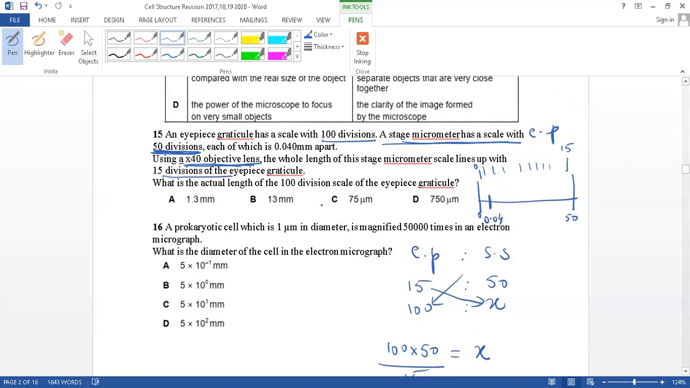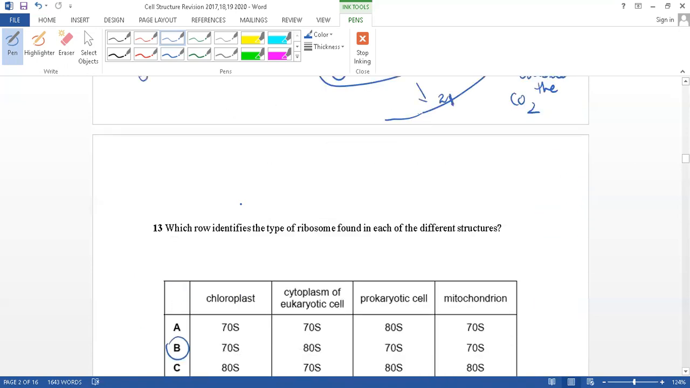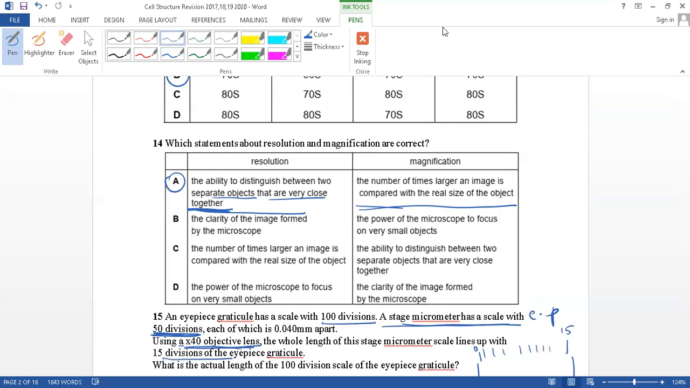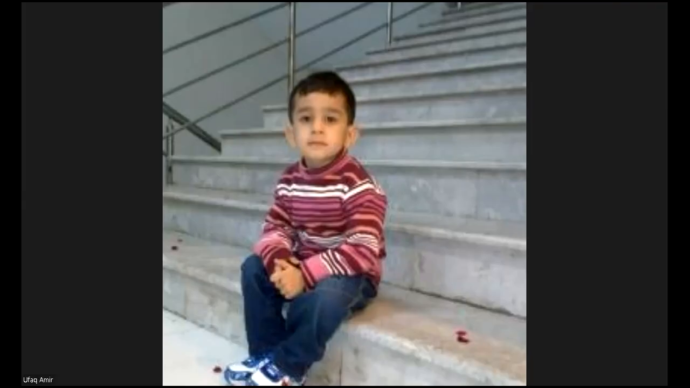Okay, I think this many questions are enough for today. We will be discussing from 16 onward in the next class, inshallah. I hope these 15 questions are clear to you. Are these clear? Is it clear to you?